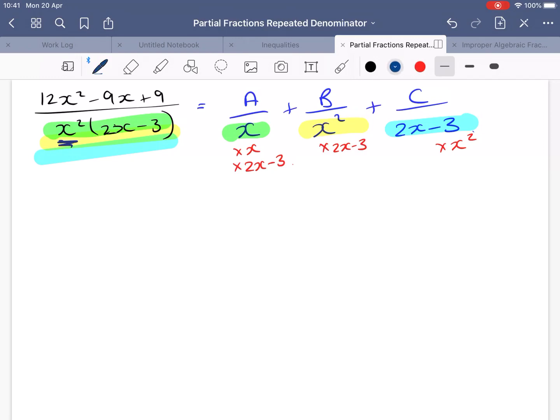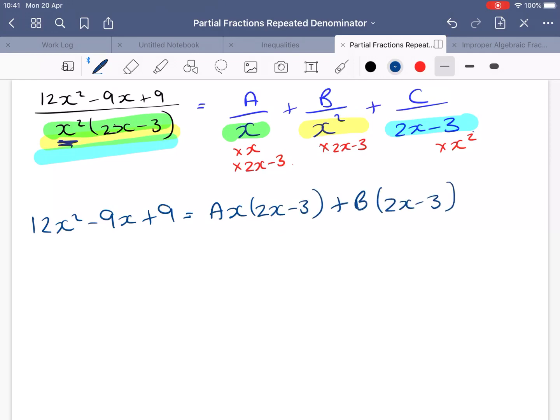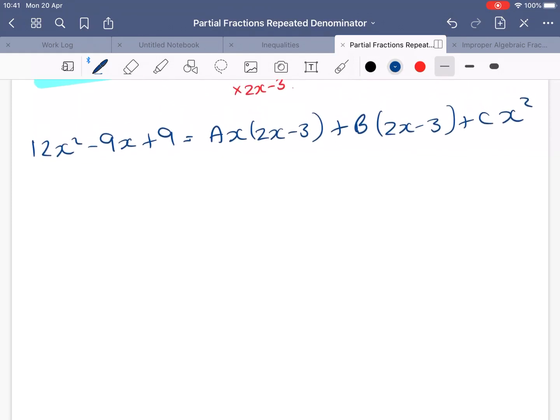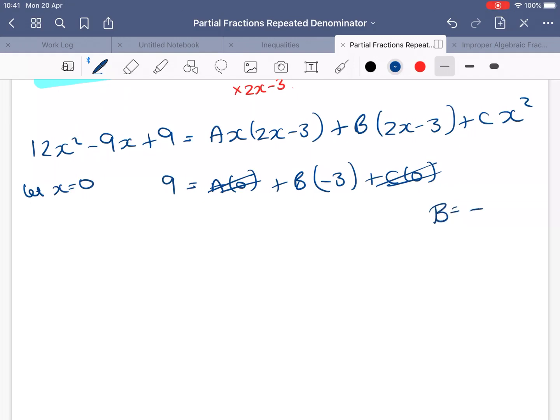So what you're left with is 12x squared minus 9x plus 9 is a times x times 2x minus 3 plus b times 2x minus 3 plus c times x squared. Okay, and this is the equation that we need to then find out what a, b and c are. So nice easy one, this one. Let x equal 0. So I've got 9 is equal to, well, a times 0, so that goes, b times minus 3, plus c times 0, that goes. So you've got b is equal to minus 3.